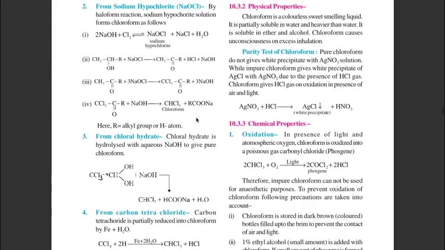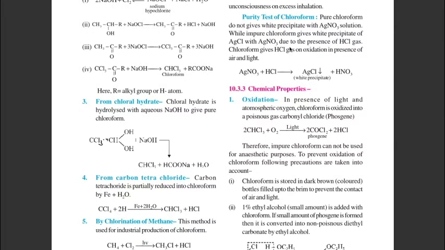Physical properties of chloroform. It is a colorless, sweet smelling liquid. It is partially soluble in water and heavier than water. It is soluble in ether and alcohol. Chloroform causes unconsciousness on excess inhalation, that we know. Now the purity test of chloroform. Pure chloroform does not give a white precipitate with silver nitrate, while impure chloroform gives a white precipitate of silver chloride with silver nitrate. Due to the presence of HCl gas, chloroform is considered impure.